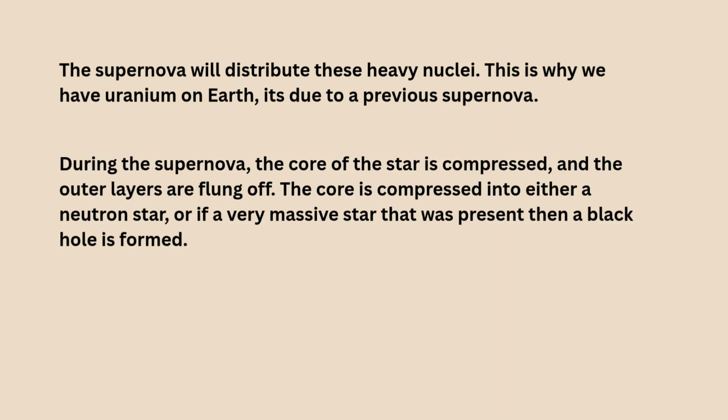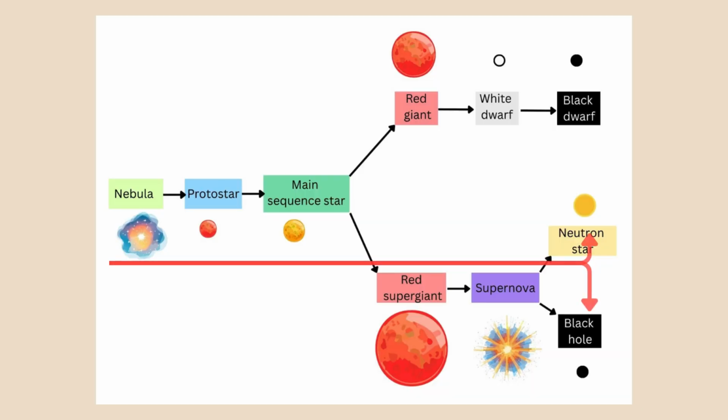During the supernova, the core of the star is compressed and then the outer layers are flung off. The core is compressed into either a neutron star, or if it's a very massive star that was present, then a black hole is formed. This is a summary showing the changes from a nebula to protostar to main sequence star to red supergiant to supernova and then to either a neutron star or a black hole.